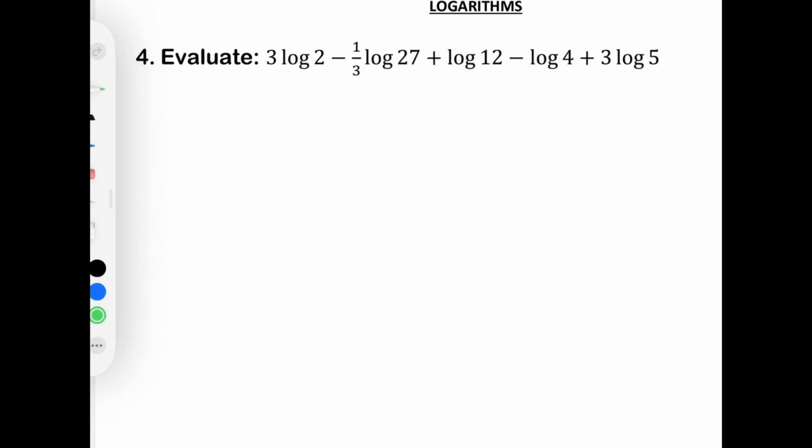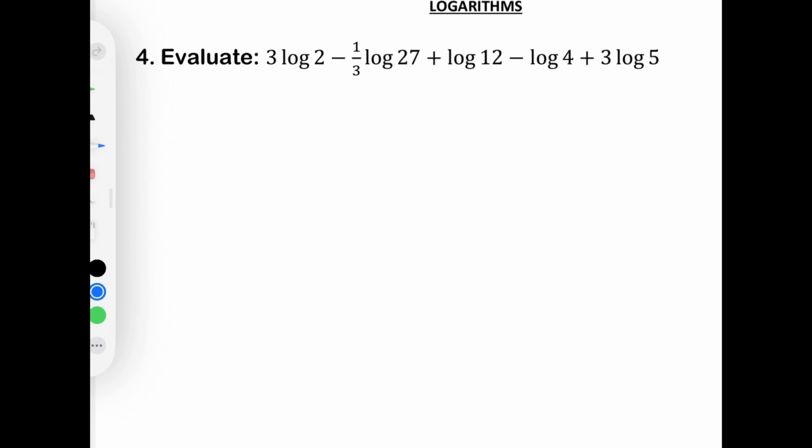Moving on to the next question, which says evaluate, which means find the value of the given logarithmic expression. The given expression is 3 times log 2 minus 1/3 of log 27 plus log 12 minus log 4 plus 3 times log 5. So using the laws of logarithms one by one, we can solve this question.